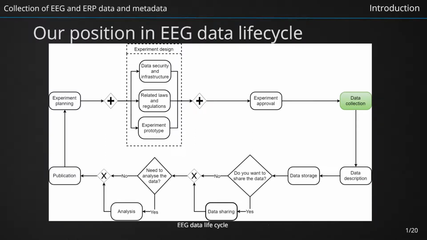While the experiment planning and the process of creating an experiment prototype were presented in more detail in the second part of our tutorial, data security and legislation issues, together with the experiment approval phase, were introduced in the third part of the tutorial. The data collection phase includes all procedures from setting up the hardware and software infrastructure and familiarizing participants with the experiment design to getting all needed EEG data and metadata.